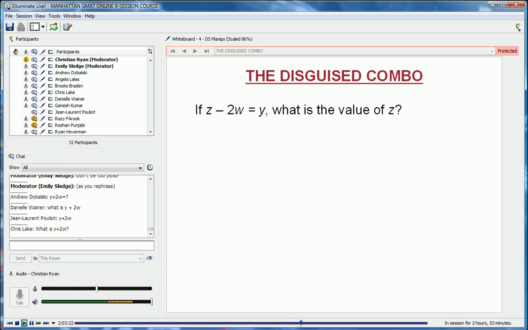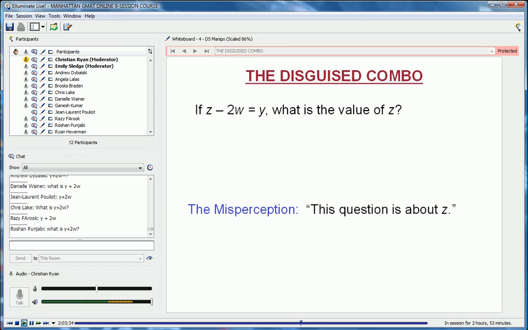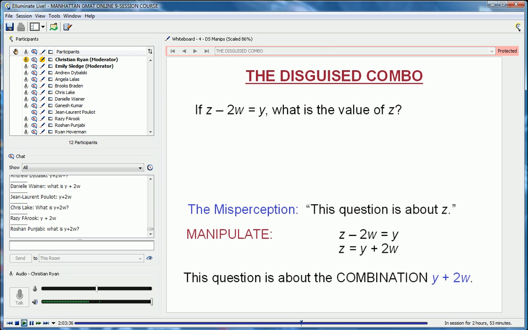Yeah, exactly. That's what we're really caring about. We really care about the value of this hidden combo. You think it's about Z, but what you should do is take the given information here, this Z minus 2W equals Y, manipulate it around to isolate Z, and then that's really what the question is. So what I do on my paper is I write this down, and then I write Z equals question mark, y plus 2w equals question mark. And I have that over in my corner. I've circled it. It's super important.